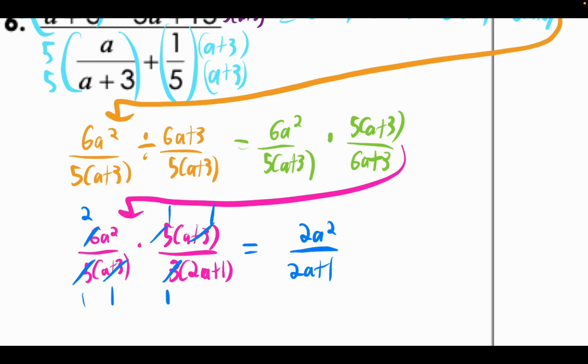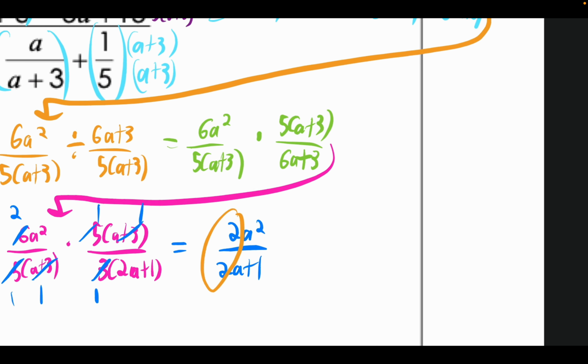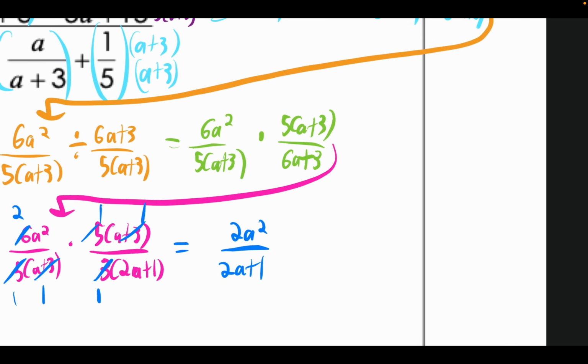And I cannot reduce these 2's because even though this 2 is part of multiplication, this 2 is also part of addition though. And that would be my final answer. And that closes out section 3 of Unit 9 for Algebra 2.